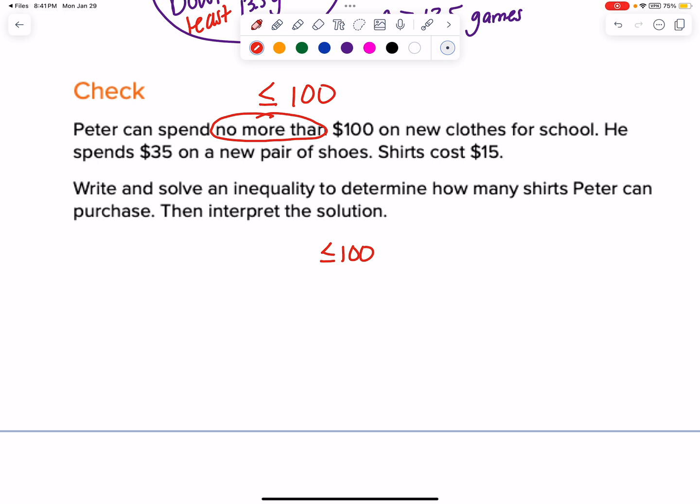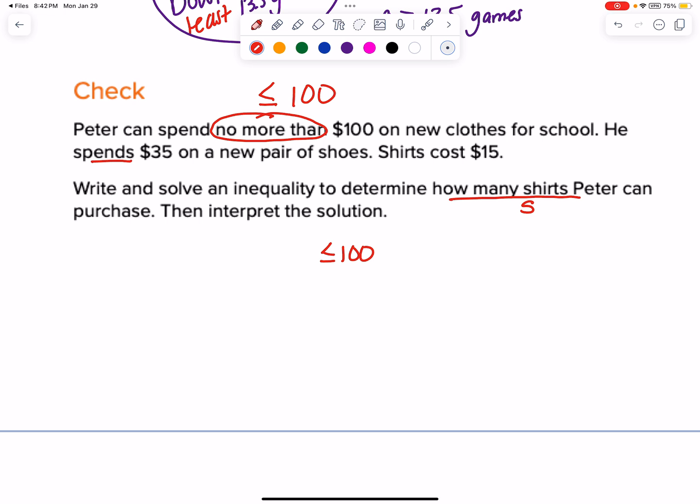So he spends $35 on a new pair of shoes. Spending usually means subtracting, so let's see if that plays out with this. Shirts cost $15. How many shirts can he buy? So the shirts would be like an S, how many shirts? So we're adding up the total spending though. We're not actually subtracting, even though it says the word spend. That's why the context matters.